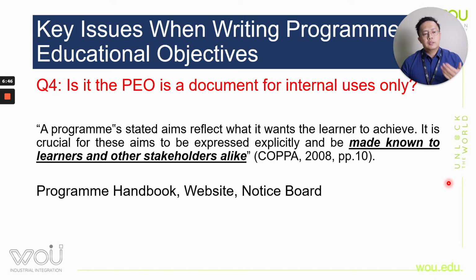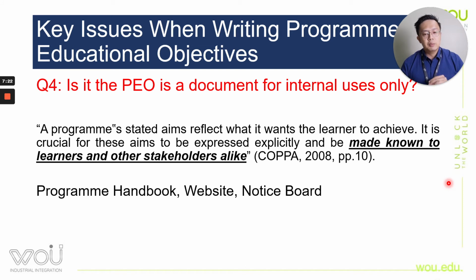So the fourth question: is the PO a document for internal use only? A lot of people might think, why do we need to spend so much time writing a PO, when in fact no one reads it, or at most MQA reads it when they come for audits? Okay, but this understanding is wrong. If you look at the COPA 2008, it states that the program's stated aims reflect what we want the learner to achieve. It is crucial for this aim to be expressed explicitly and be made known to learners and other stakeholders alike.